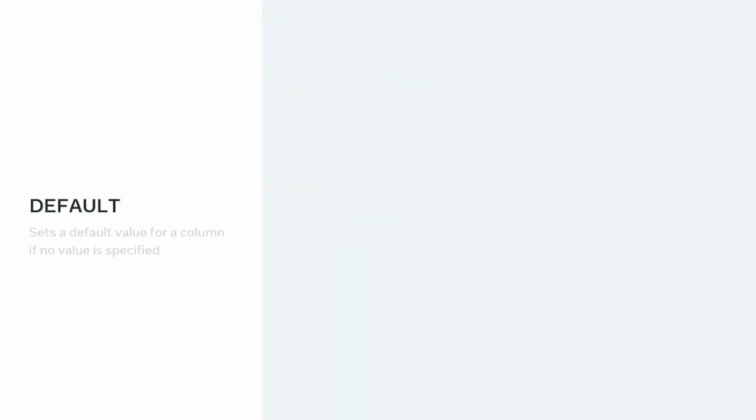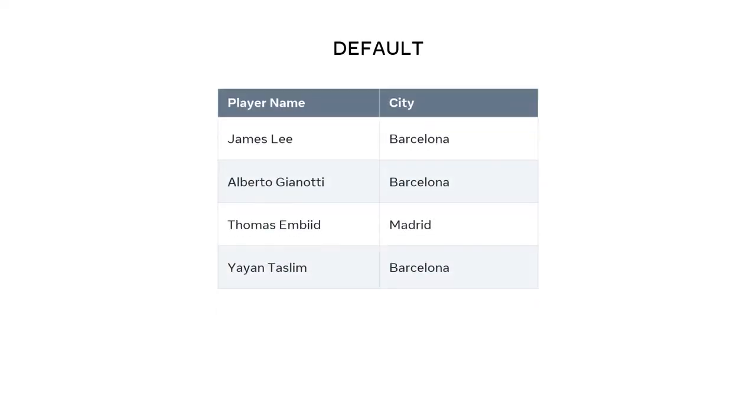Next, let's look at how the default constraint works in a table. The default constraint sets a default value for a column if no value is specified. This means that if no data is entered for a specific field within a column, then the table will automatically insert a default value instead. To gain a better understanding of default values, let's look at a table that holds player records for a football club's database. The table is called Player Table and contains two columns. The first is player name and lists the names of each player in the team, and the second column is city and lists which city each player is from.